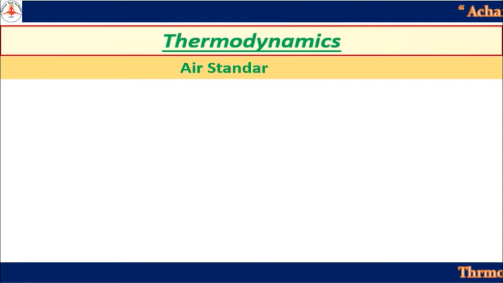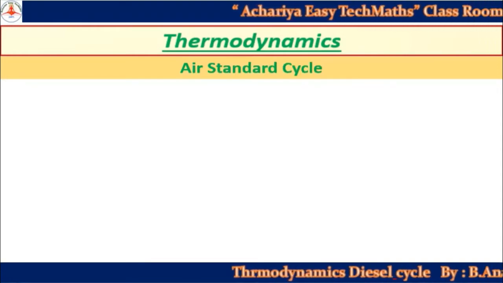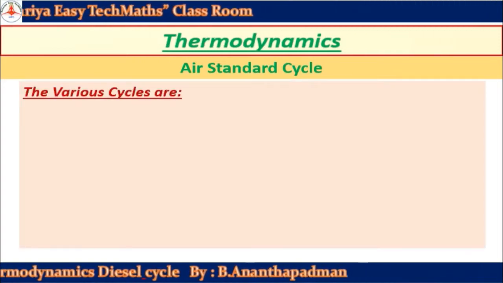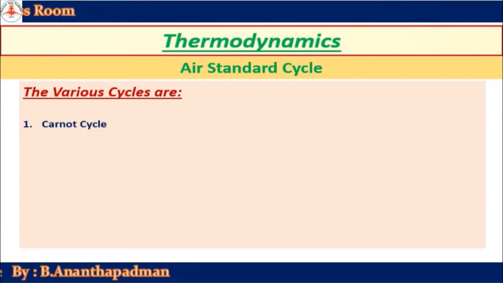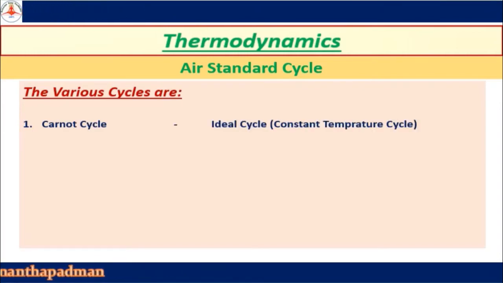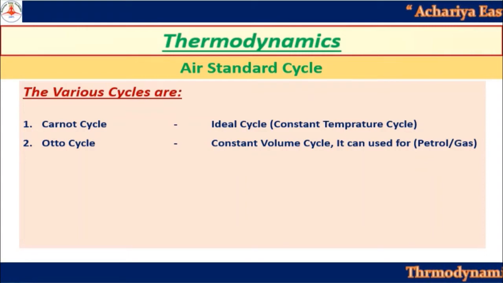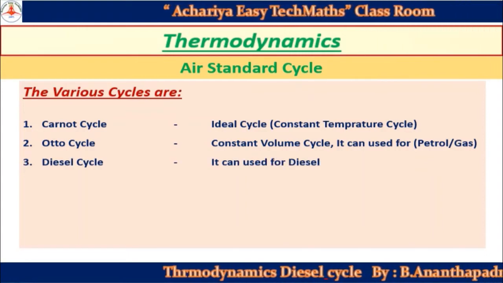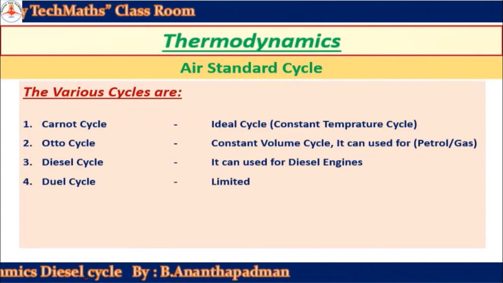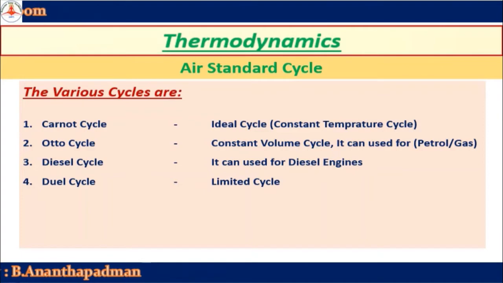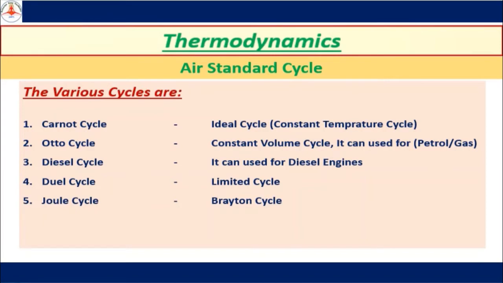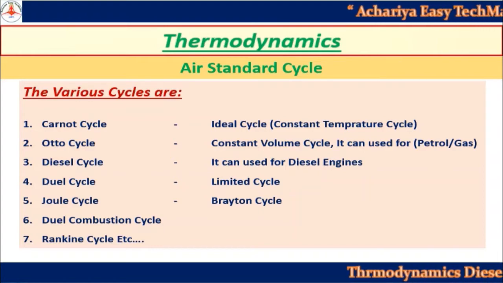The various air standard cycles are: 1. Carnot cycle, ideal cycle, constant temperature cycle. 2. Otto cycle, called the constant volume cycle. It can be used for petrol and gas engines. 3. Diesel cycle, it can be used for diesel engines. 4. Dual cycle, called the limited cycle or limited pressure cycle. 5. Joule cycle, called the Brayton cycle, dual combustion cycle, Rankine cycle, etc.